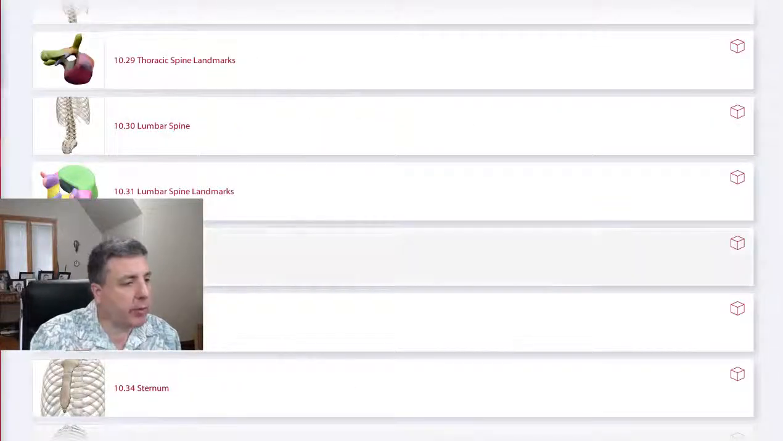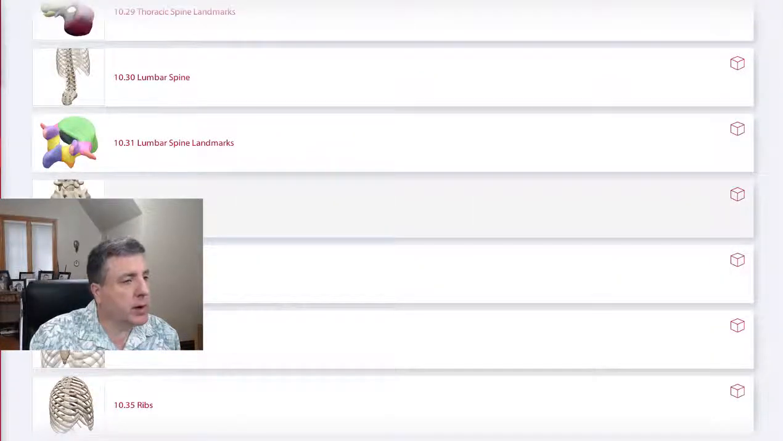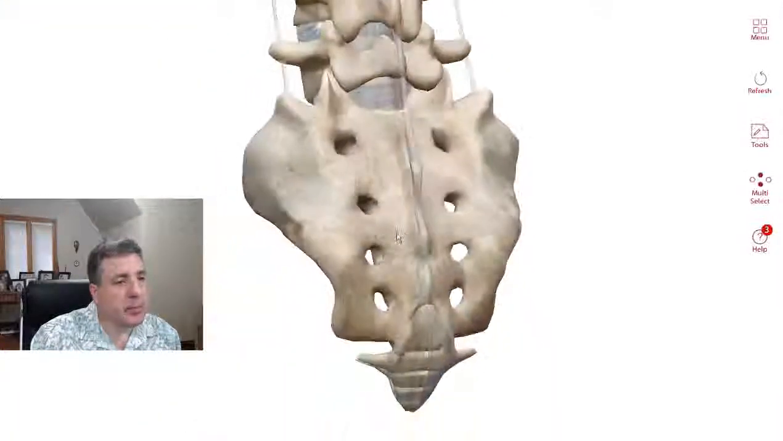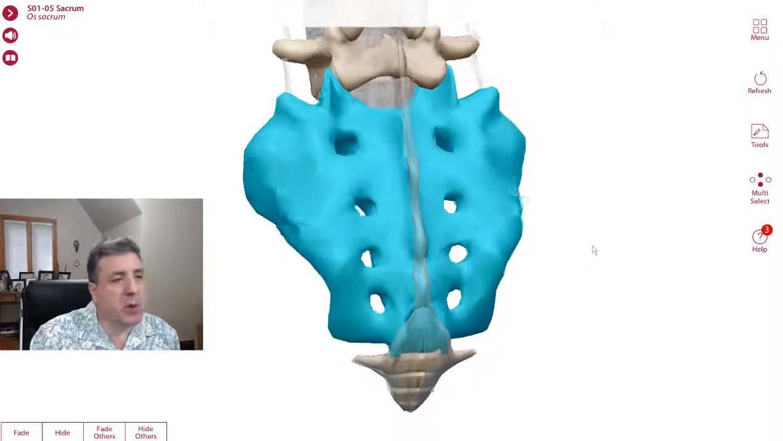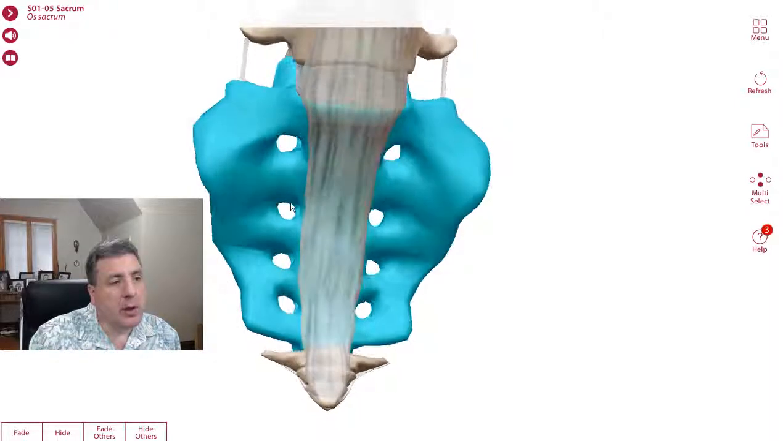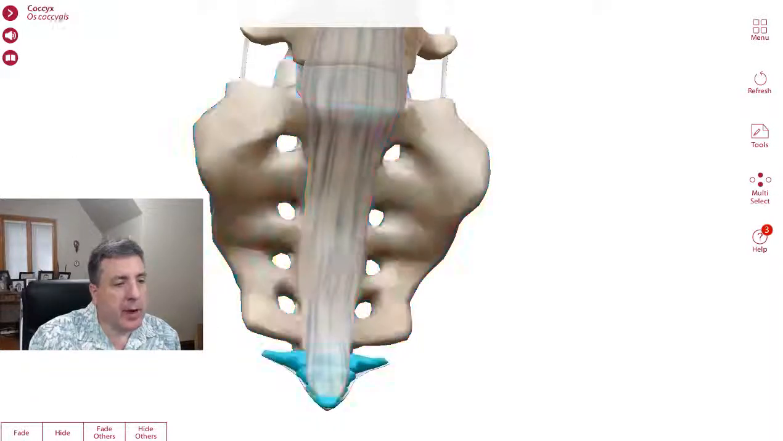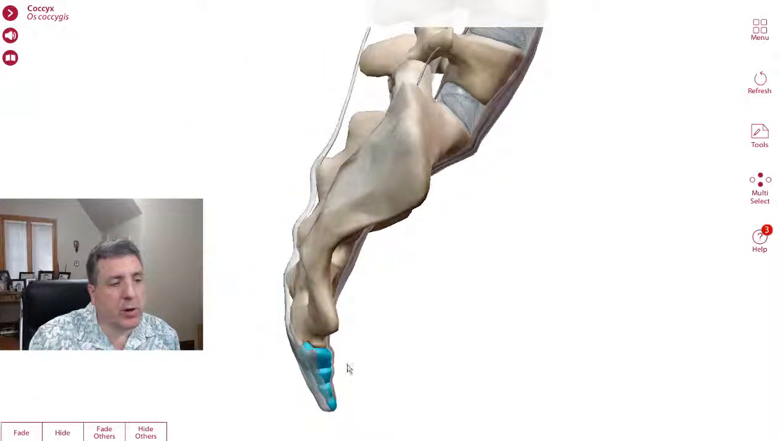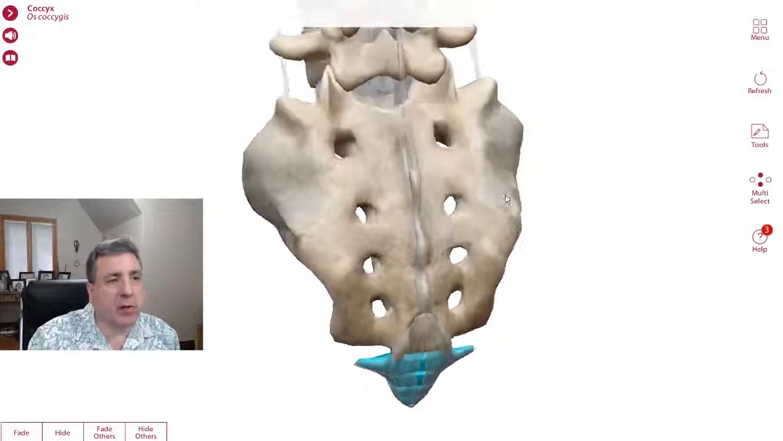Let's look at the sacrum. Sacrum is going to be this bone. You got your posterior surface and anterior. These are your sacral foramina. These are where the nerves exit out. And then the coccyx is the inferiormost, and these are 3 to 5 fused bones. This is also known as your tailbone. That's the sacrum.